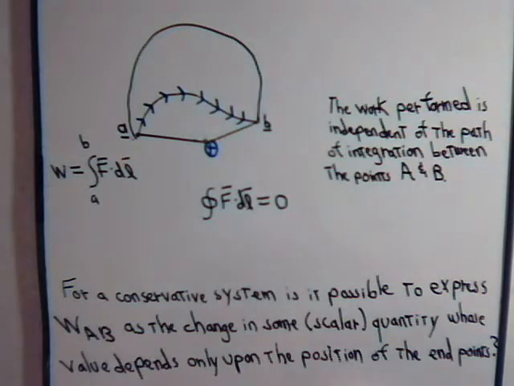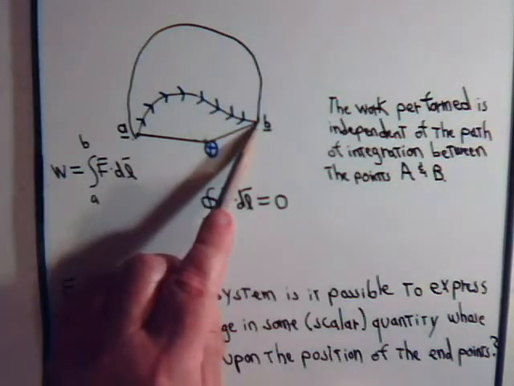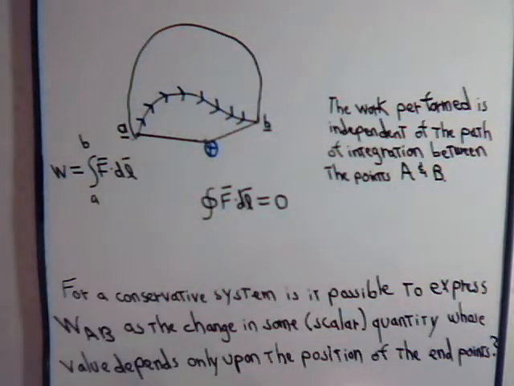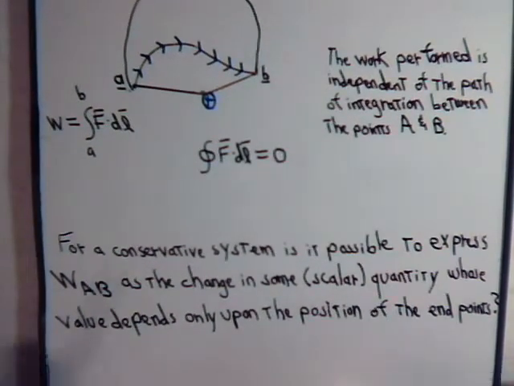Since the amount of work that's performed depends only upon the initial point and the end point, and whether a short path or a long path has nothing to do with it, then for a conservative system, is it possible to express the amount of work going from A to B as simply the change in some scalar quantity whose value depends only upon the position of the beginning point and the end point.